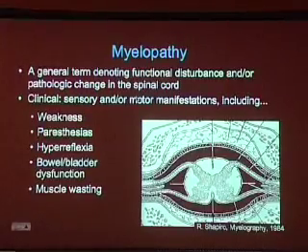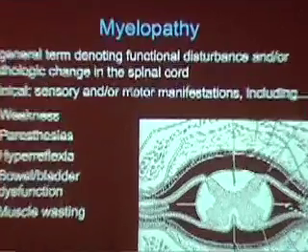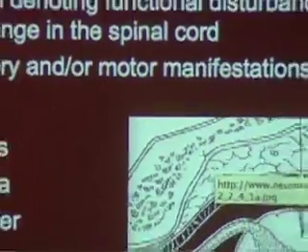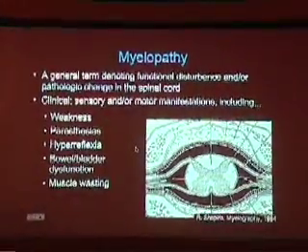There are numerous sensory and motor manifestations, which you all will talk about a lot more in your rounds in residency, including weakness, paresthesias, hyperreflexia, bowel and bladder dysfunction, muscle wasting. And so from our point of view, what we're trying to figure out is where all of these things are coming from. With regard to the classification of myelopathy, you're often thinking, clinically, does this patient have a transverse lesion?